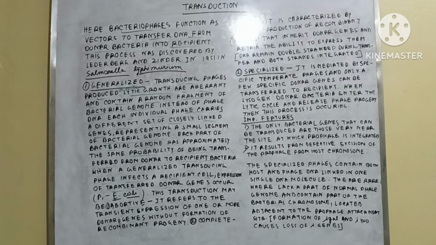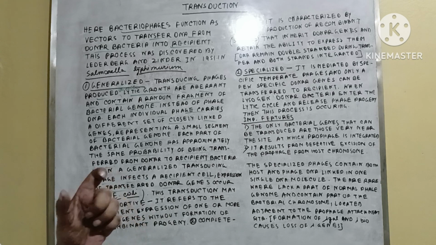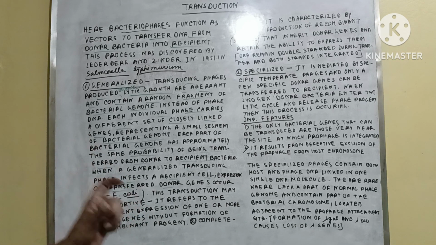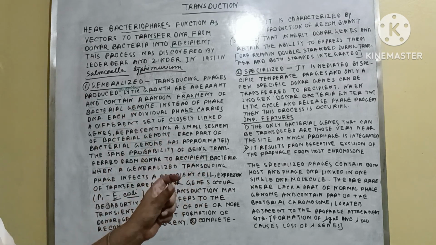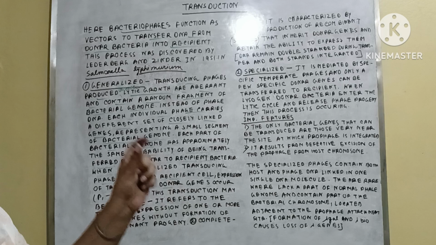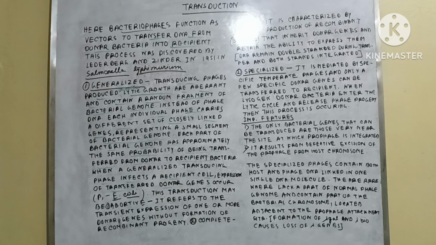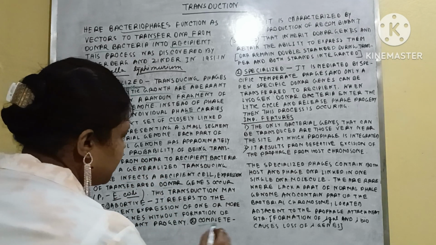Here you can see that the phage acts like a medium. Without phage, the donor bacteria are not capable of transferring their bacterial DNA into the recipient bacteria. Clear? This transduction may be of two types: one is abortive, another is complete.